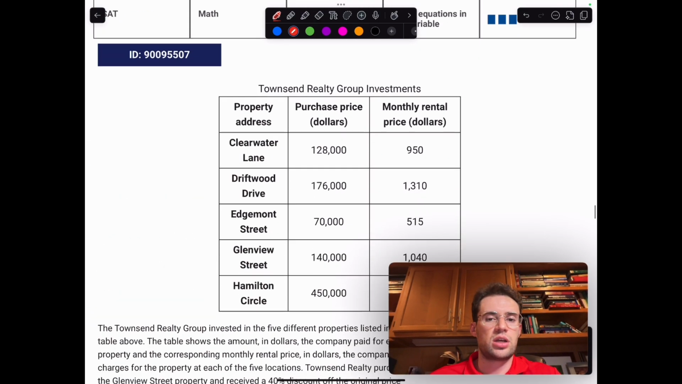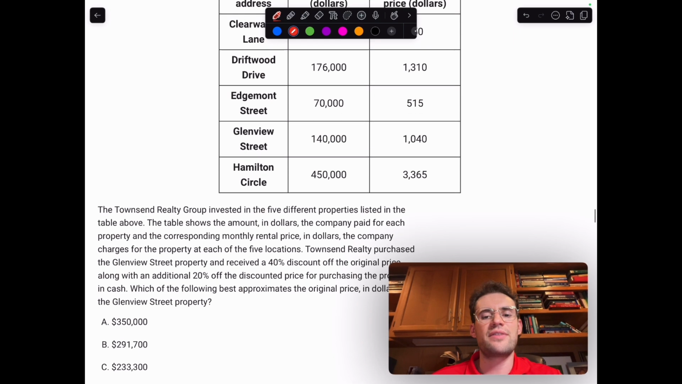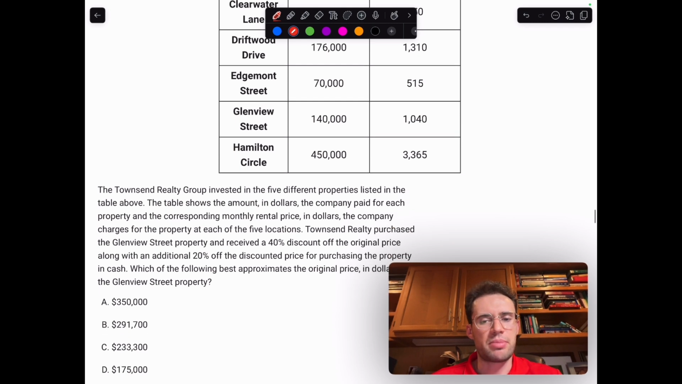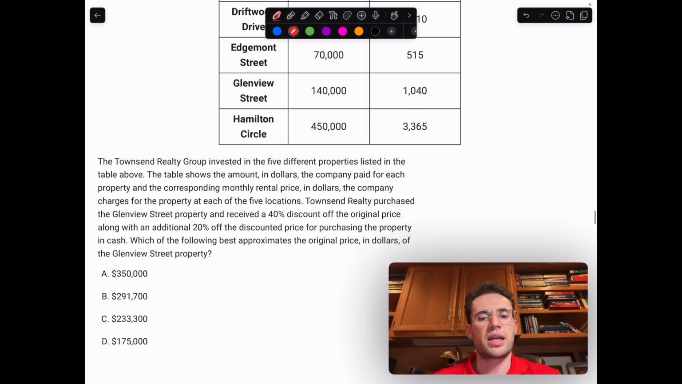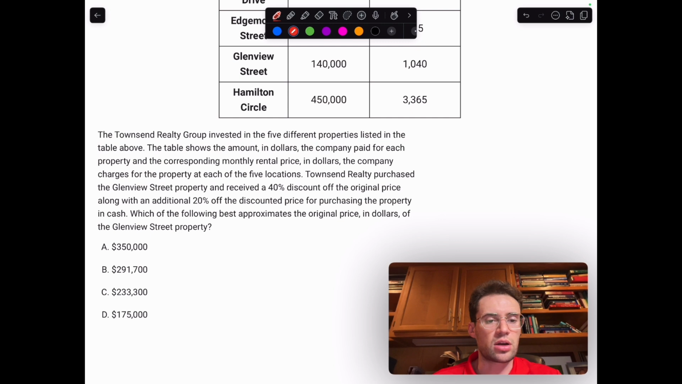All right, we've got here some kind of table. The Townsend Realty Group invested in the 5 different properties listed in the table above. The table shows the amount in dollars the company paid for each property and the corresponding monthly rental price in dollars the company charges for the property at each of the 5 locations. Townsend Realty purchased the Glenview Street property and received a 40% discount off the original price, along with an additional 20% off the discounted price for purchasing the property in cash. Which of the following best approximates the original price in dollars of the Glenview Street property?